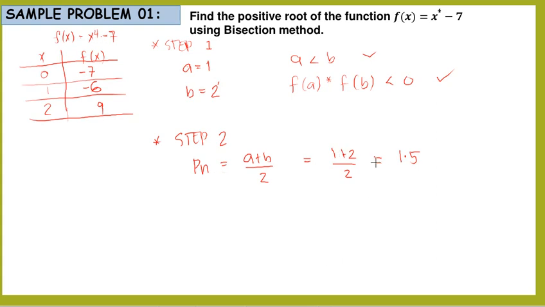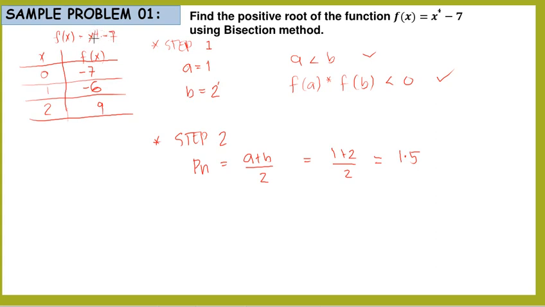Okay? So after finding the value of midpoint, ang susunod na gagawin natin is we have to find the value of function of A, function of B, and function of Pn. So yan yung pangatlong gagawin natin, by substituting the values in the given equation. So paano natin makuha yung function of 1? Yung function of A, which is equal to 1, ito na yung function of A natin, that is negative 6. Function of B, ito na din yung function of B natin, that is 9. And then, how to solve for the function of Pn? So we just have to substitute 1.5 dito sa ating equation.